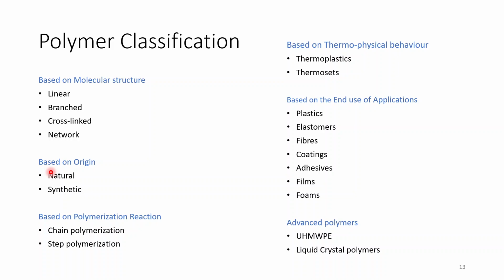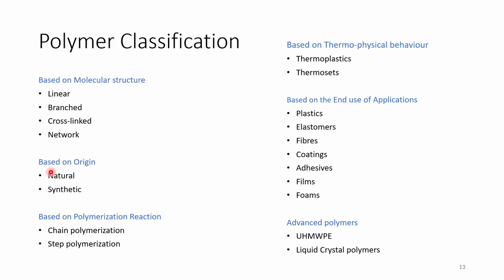So based on this, you have two types of polymers, having either chain polymerization or step polymerization. Then based on thermophysical behavior, if you're providing heat to your particular polymer, how will it behave? If it can easily be formed into another shape, then it will be thermoplastic. And if it can be given shape only once, and if you reheat it, it will burn, then it will be thermoset.